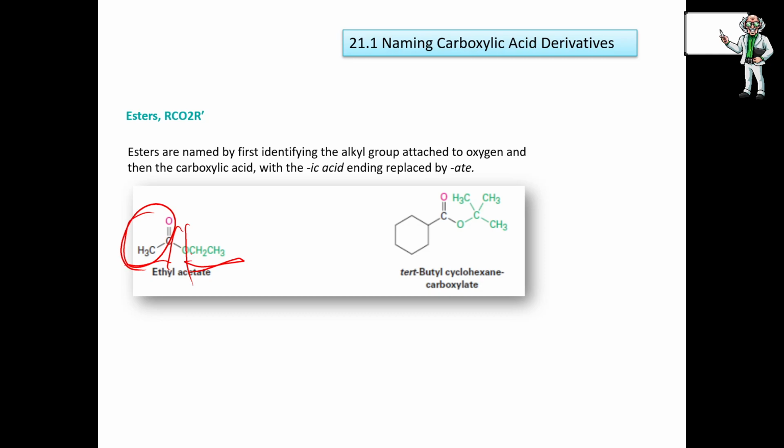For example, this is 2, so it will be ethan, and we add ate. For example, this will be ethanoate. Okay, for example, propanoate, hexanoate. Okay, right?